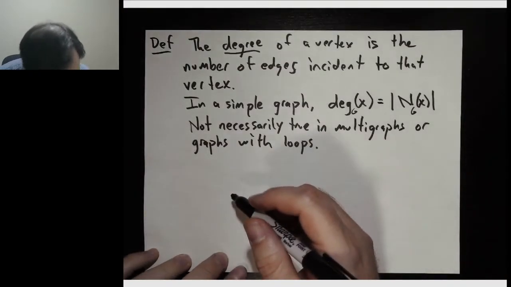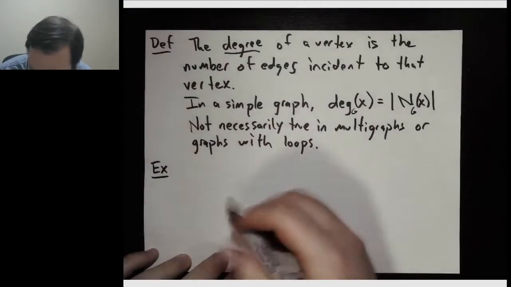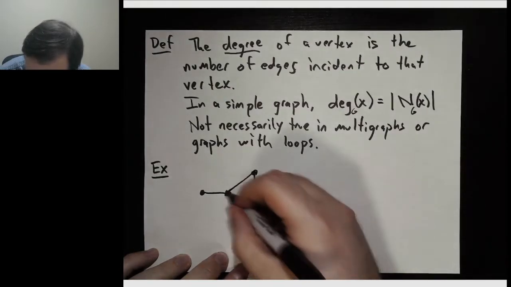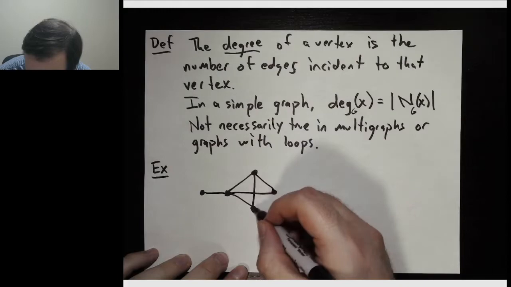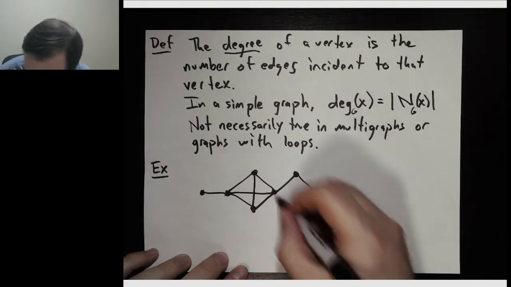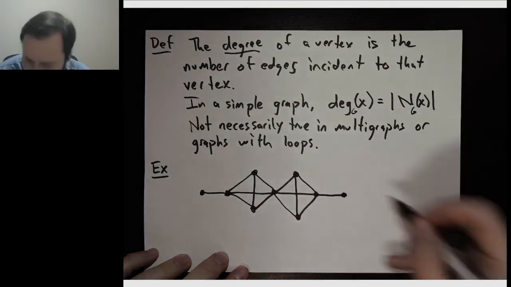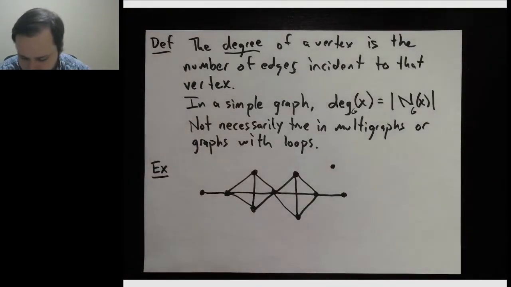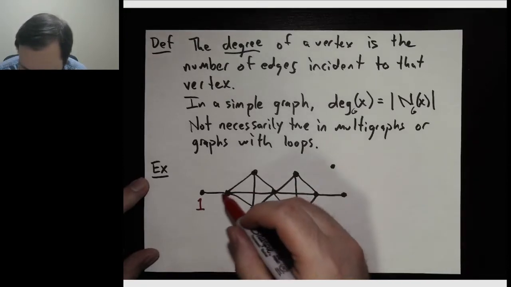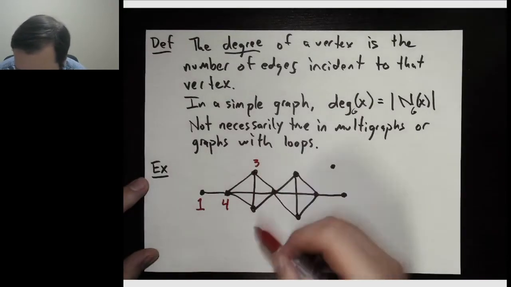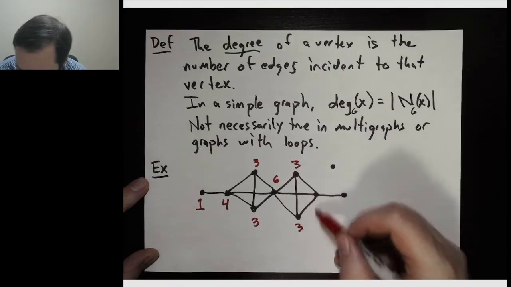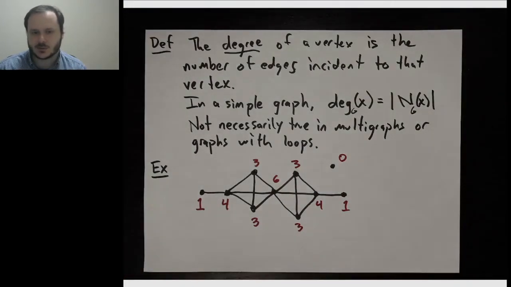So just as an example, we can look at the same graph again and talk about the degrees of each vertex. So this vertex has degree 1. This one has degree 1, 2, 3, 4. Degree 3, degree 3, 1, 2, 3, 4, 5, 6. Degree 3, degree 3, degree 4, degree 1, and degree 0. So we've got all of those degrees.